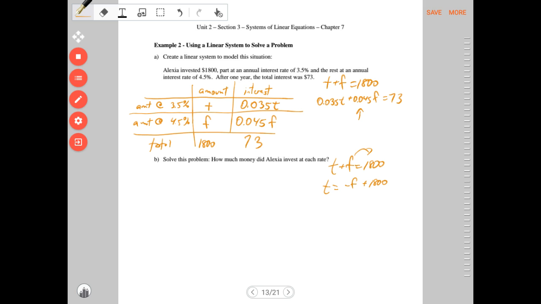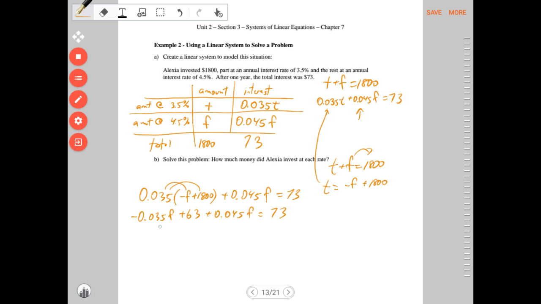Awesome. So that's what t is. So now we're going to substitute that one into the other formula. Okay, so that's going to be 0.035. Then t is negative f plus 1,800. Okay, plus 0.045 f's equals 73. Okay, so we do a little bit of math here. So that distributes into there. So that's going to be negative 0.035 f's. Okay, and 0.035 times 1,800, pardon me, is 63. Plus 0.045 f's equals 73.